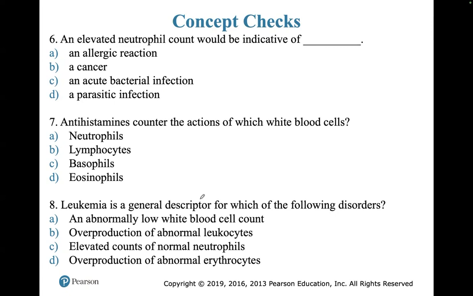C and A both will be applicable here. So A. Antihistamines counter the action of which white blood cells? A certain white blood cell produces histamine, so antihistamine is going to counter their action. Which one is that? Basophils. What is the function of histamine?